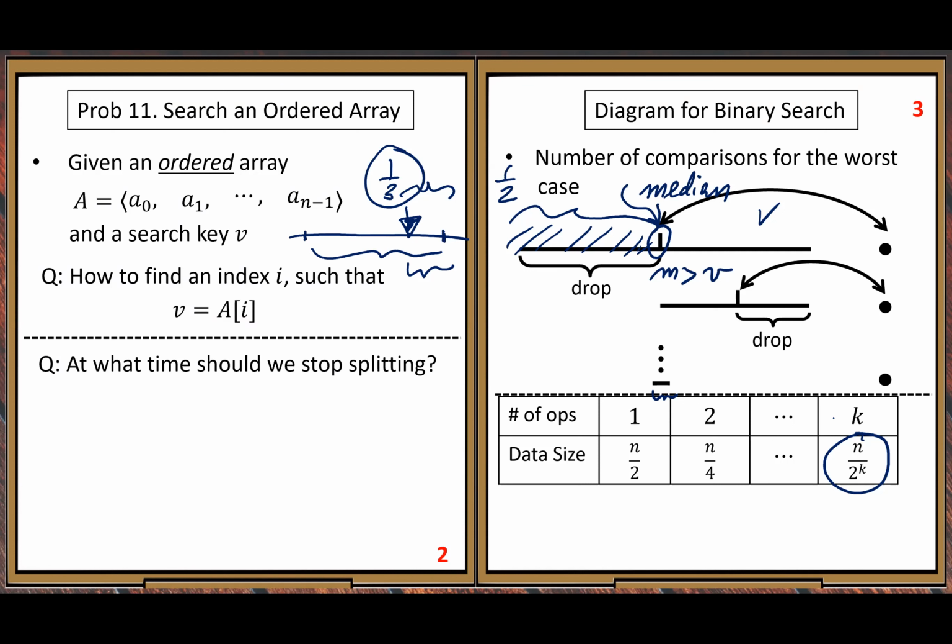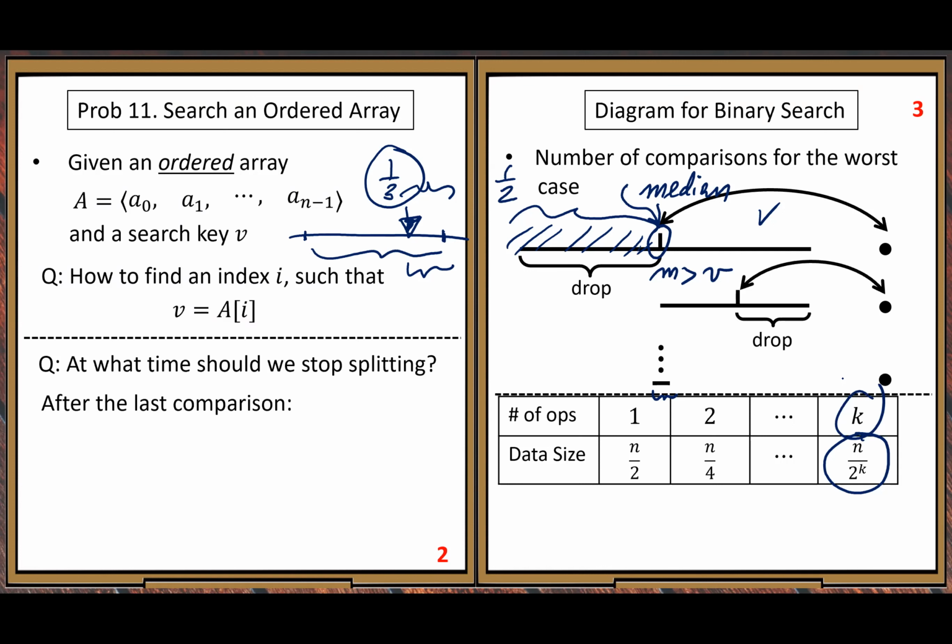Question: at what time should we stop splitting? Because you cannot split forever, you have to stop somewhere. So we need to determine the point where we should stop splitting. We need to set up some formula for us to determine the number k. What is that k?